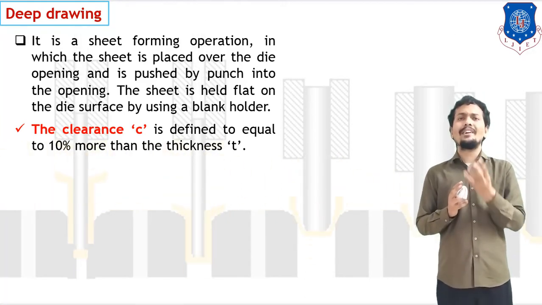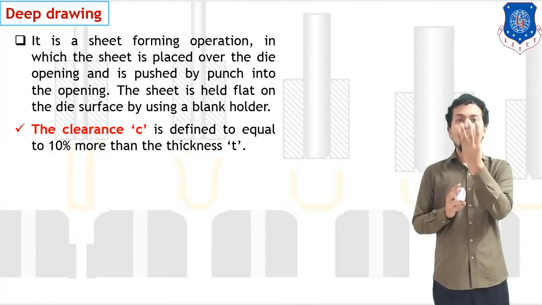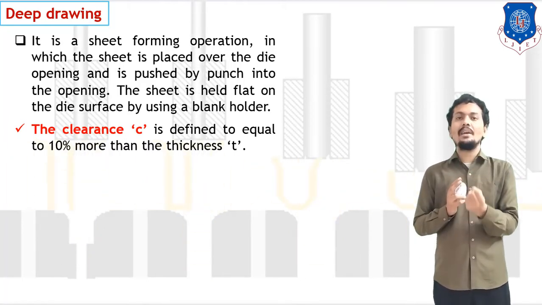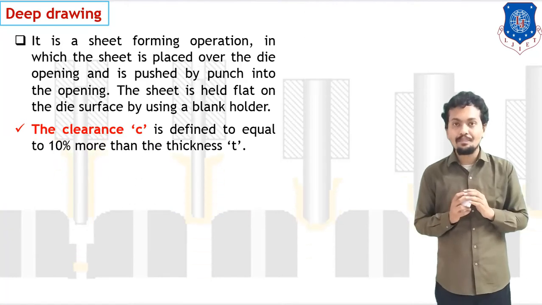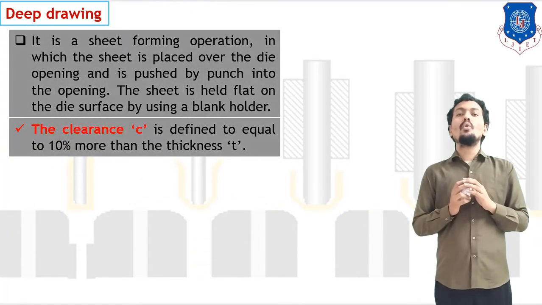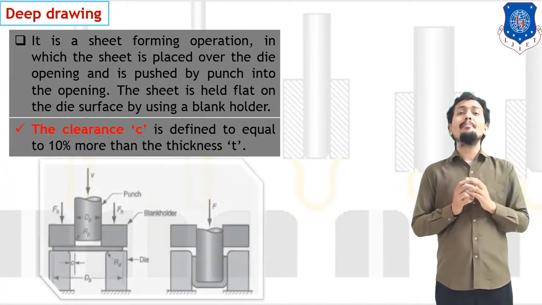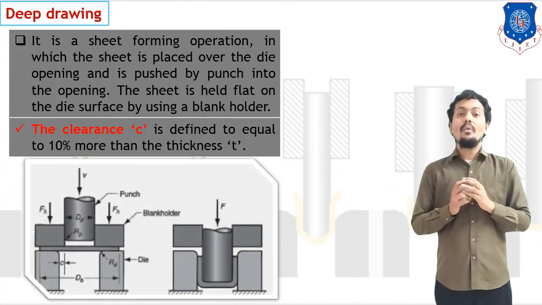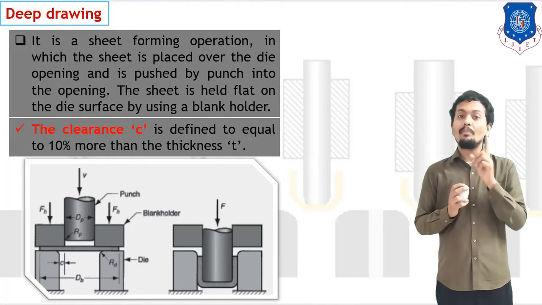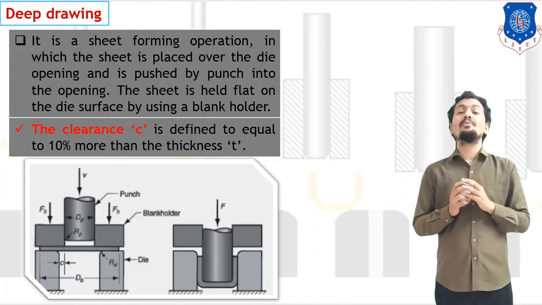So as per the name, we can draw our cup or we can make our cup or glass shape with help of deep drawing. Here, let's have a look at the view of the deep drawing process. So what happens in the deep drawing process? Here, first, what happens? Our purpose is to make the cup shape, right?